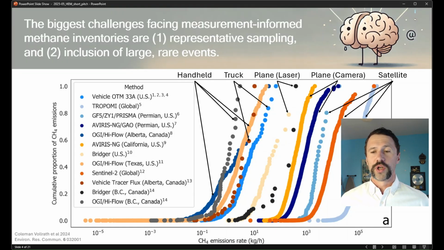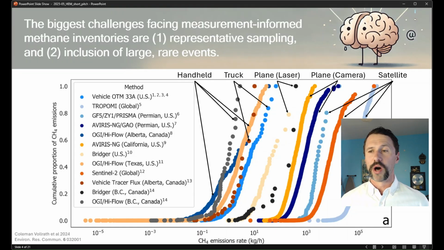Now, if you look at these, one of the first things you should notice is that there's not a lot of overlap between the categories. And this is strange. Shouldn't these different measurement technologies be measuring the same emission sources? Well, not necessarily. And we'll look at that in two different ways.